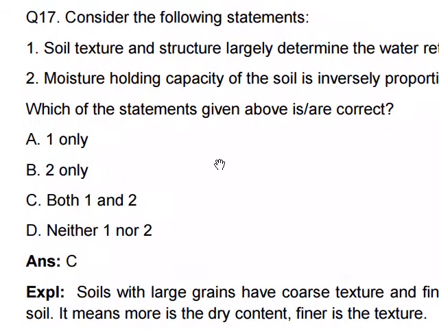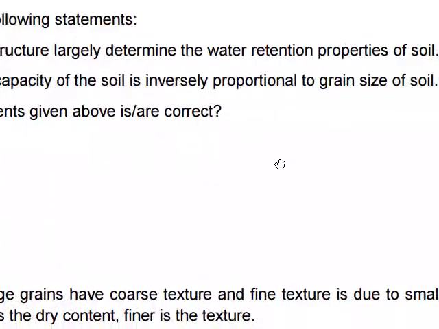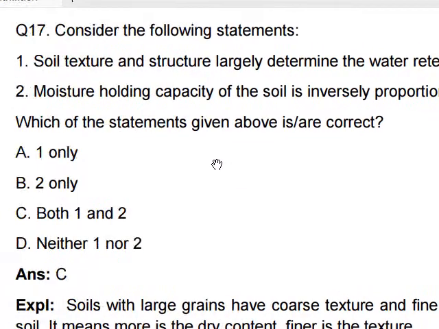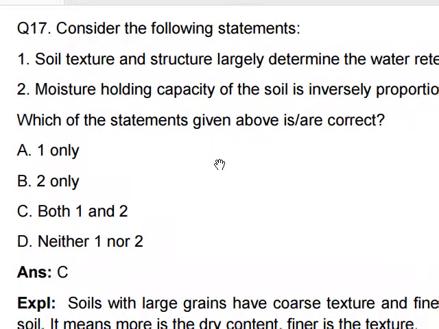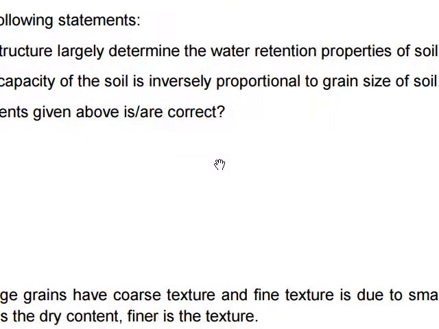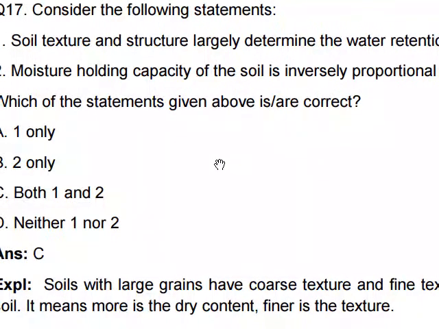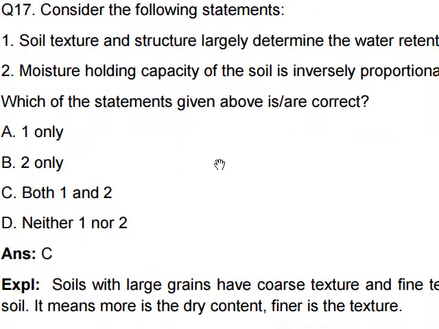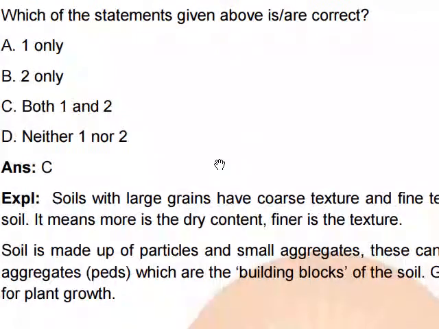Next question. Consider the following statements. Soil texture and structure largely determine the water retention properties of soil. It is correct. And moisture holding capacity of the soil is inversely proportional to the grain size of soil. It is correct. So both are correct.